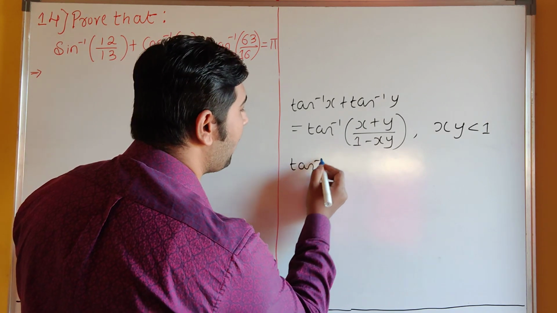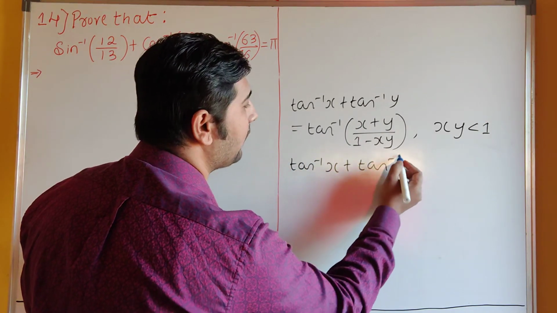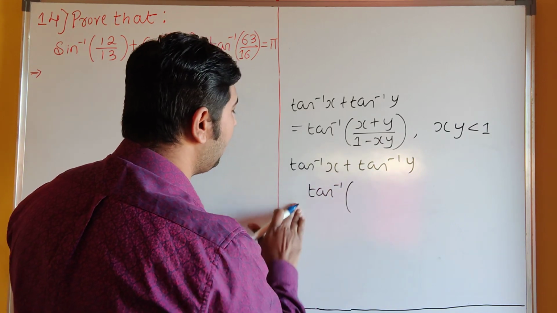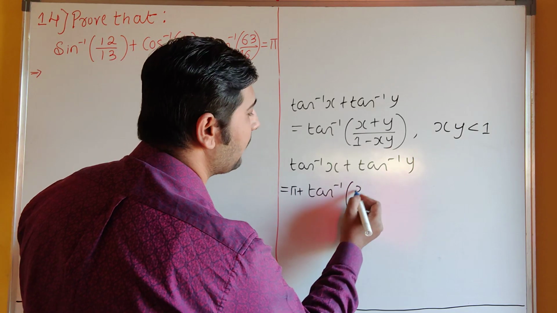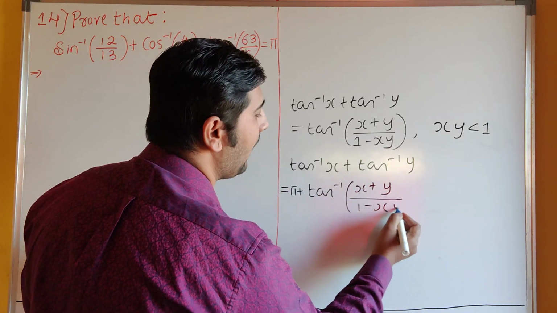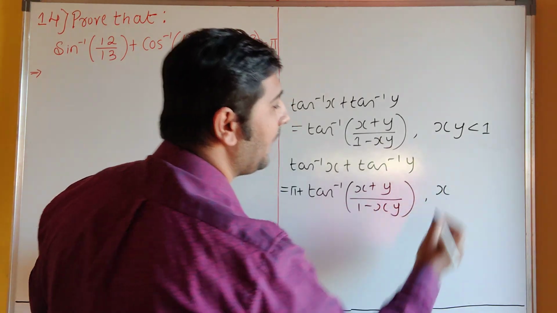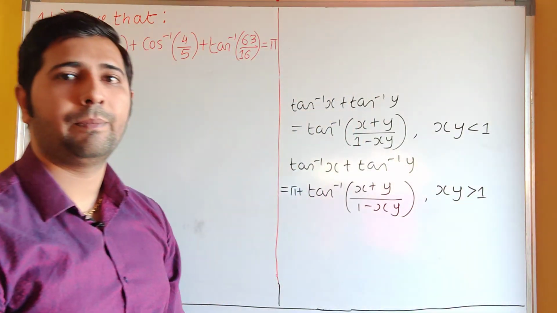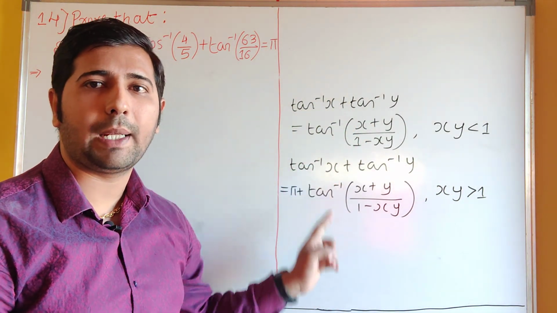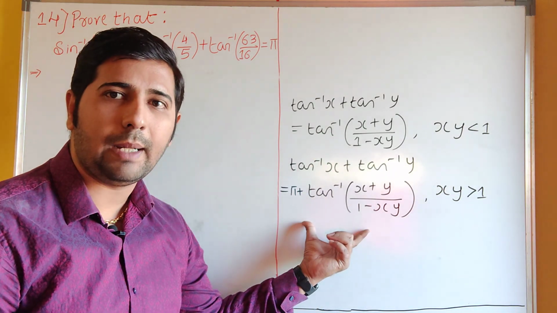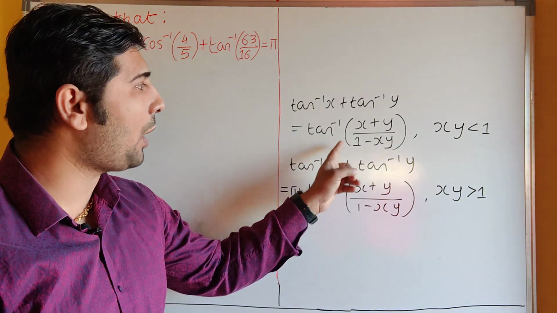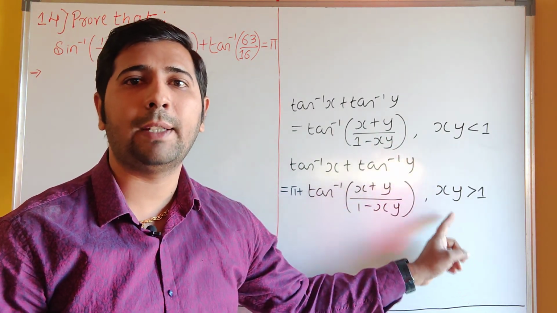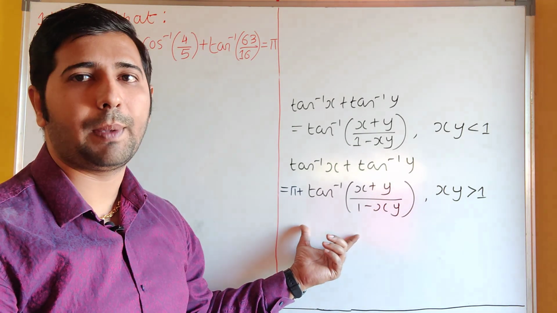So next, one more property: tan inverse x plus tan inverse y is equal to pi plus tan inverse of x plus y whole divided by 1 minus x into y. This property is applied when x into y is greater than 1. The only difference between this property and the previous property is that here pi will come, there pi will not come. So the first property is applied when x into y is less than 1. If x into y is greater than 1, we will apply this property, dear students.